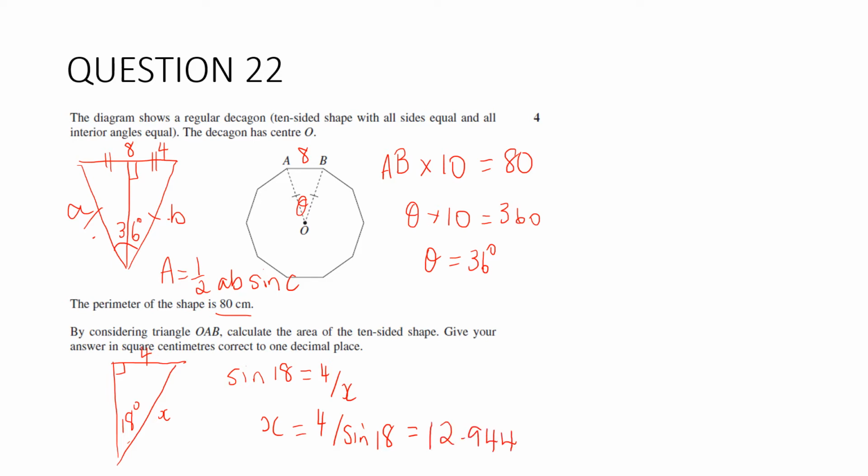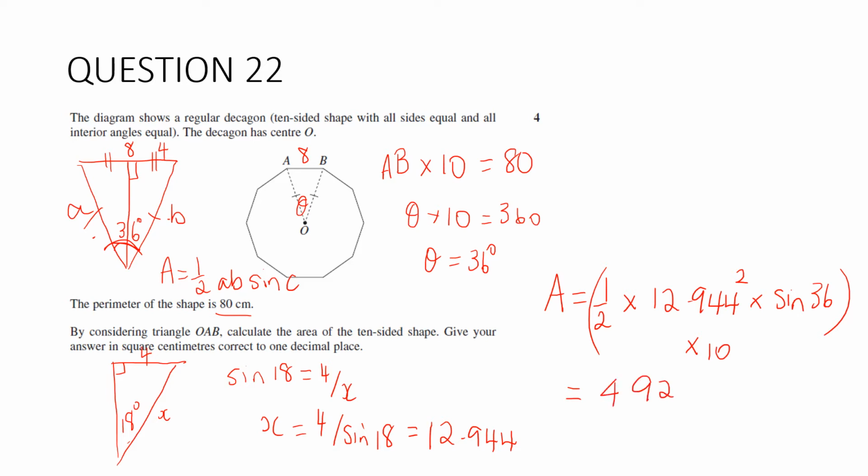Okay, we're ready to construct the area. So area is going to be a half times A and B are both 12.944. So I'm just going to do 12.944 squared times by sine of the angle, which is 36. And I want to multiply all of that by 10. I'm going to put that into the calculator. I am going to get 492.4 centimeters squared.